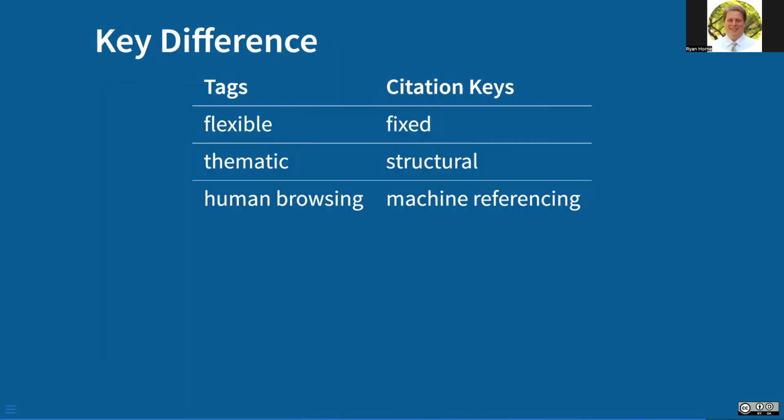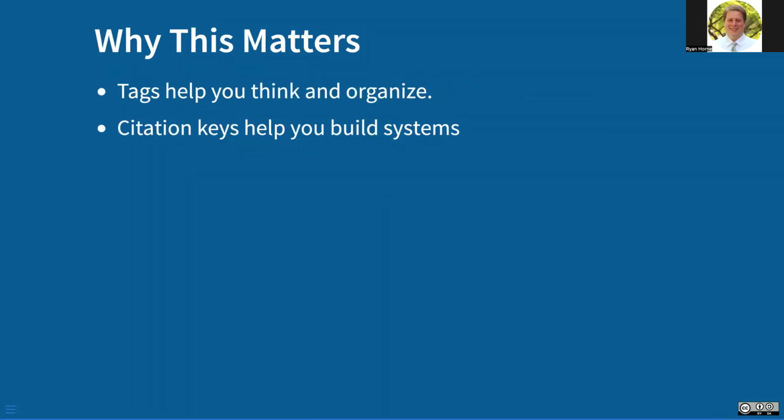So really the difference here is that, remember, tags, they're flexible, they're thematic, they're human. These are things that you're creating on the fly. These are multiple tags for the same item. You can delete them, you can change them. While citation keys are fixed, they're structural. They're for referencing machines.